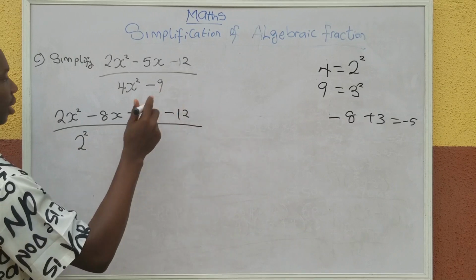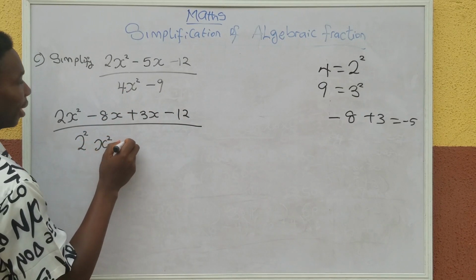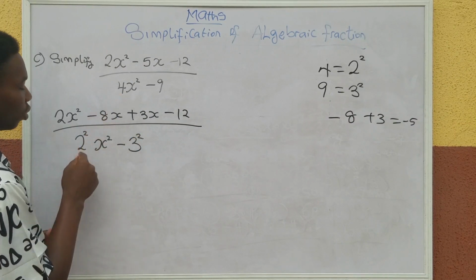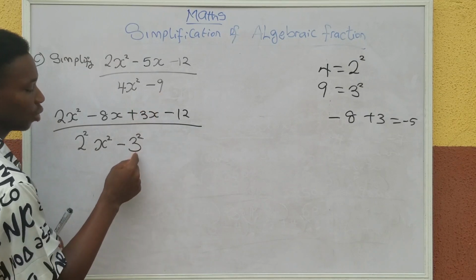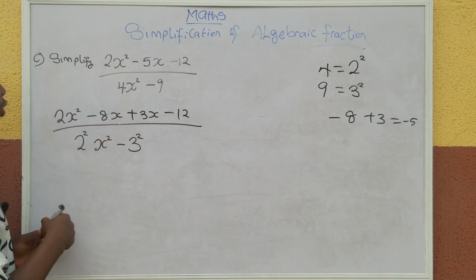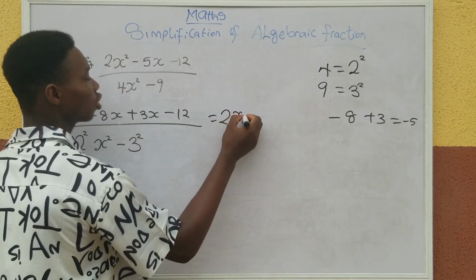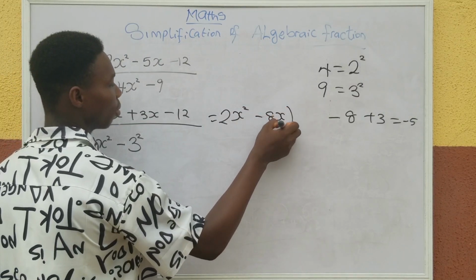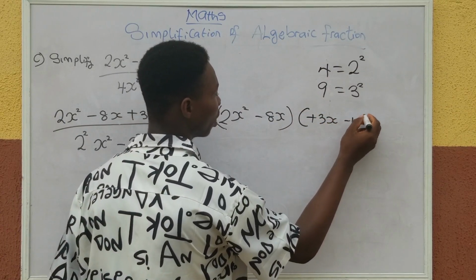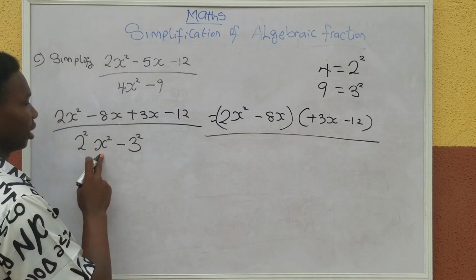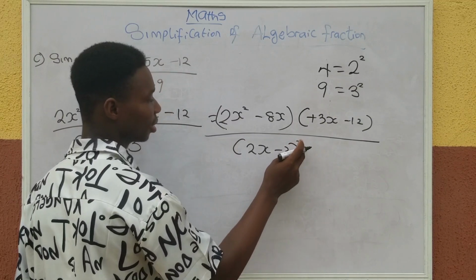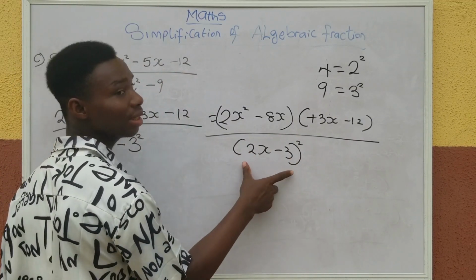2 squared from there x squared minus 3 squared. So we just use anywhere we have 4 to replace it with 2 squared, anywhere we have 9 replace it with 3 squared. So for this denominator you can group them in a bracket, while for the numerator the same thing goes to it. So we have it as 2x squared minus 8x, put them in a bracket. For this other side we have it plus 3x minus 12, close the bracket. And for this, put them also in a bracket. We have 2x minus 3 in a single bracket. This square here tells you that the square affects everything inside this bracket.